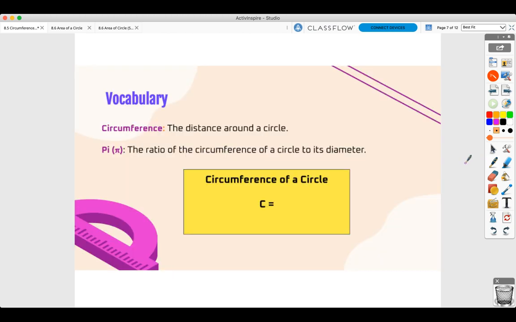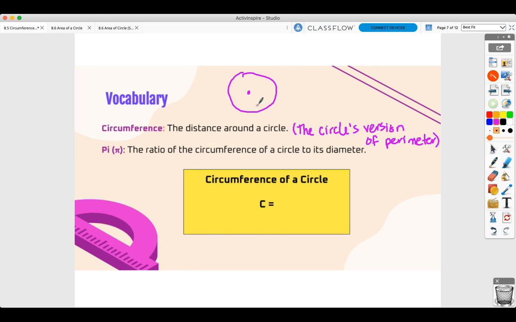Next one, more vocabulary. The circumference is the distance around a circle. It's like the circle version of perimeter. If you want to write that, you can. The circle's version of perimeter. Perimeter is for polygons, okay? Circumference is, you have a circle, what is the length around it?